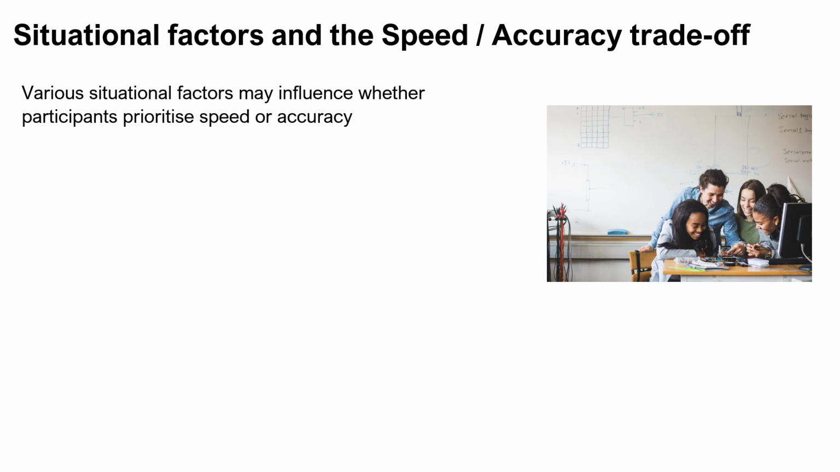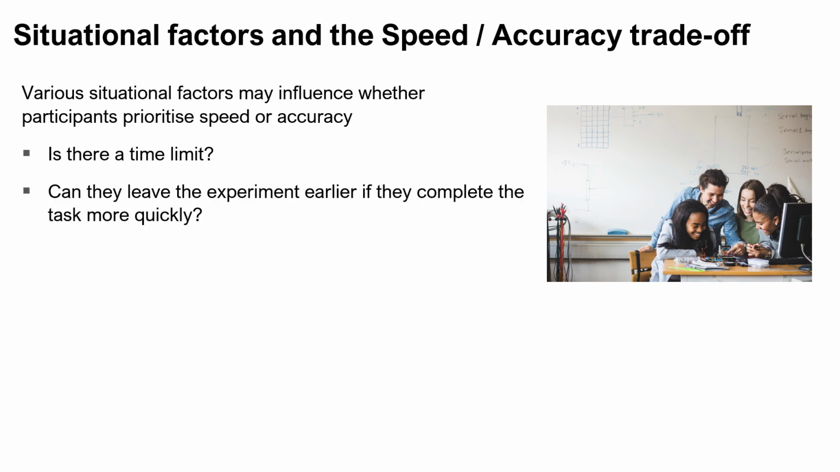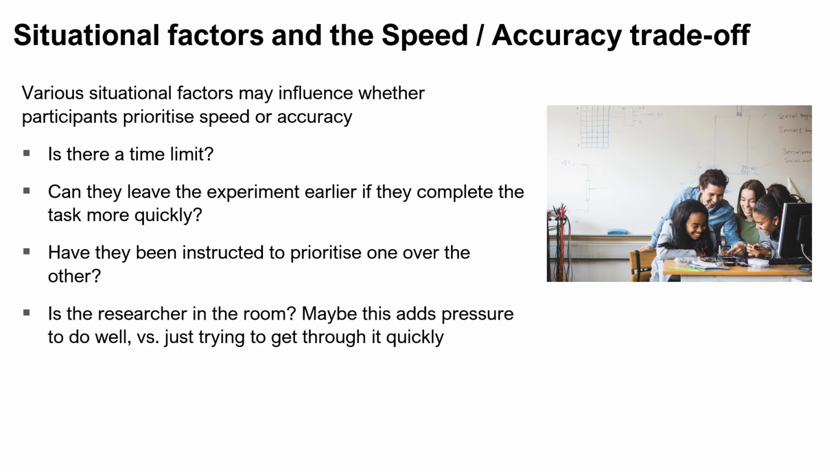Various situational factors could also influence whether participants prioritize speed or accuracy. So were they given a time limit? Do they think that they can leave the experiment earlier if they complete the task more quickly? Have they been instructed to prioritize speed or accuracy? And is the researcher in the room? This might add to the pressure of trying to do as well as possible instead of just trying to get through it as quickly as possible.